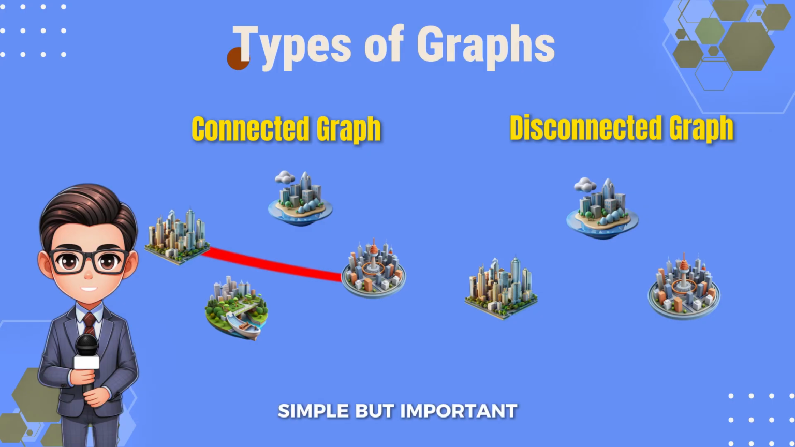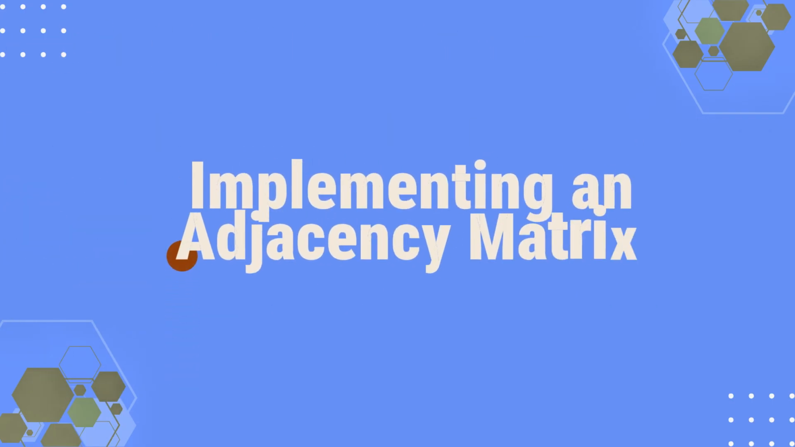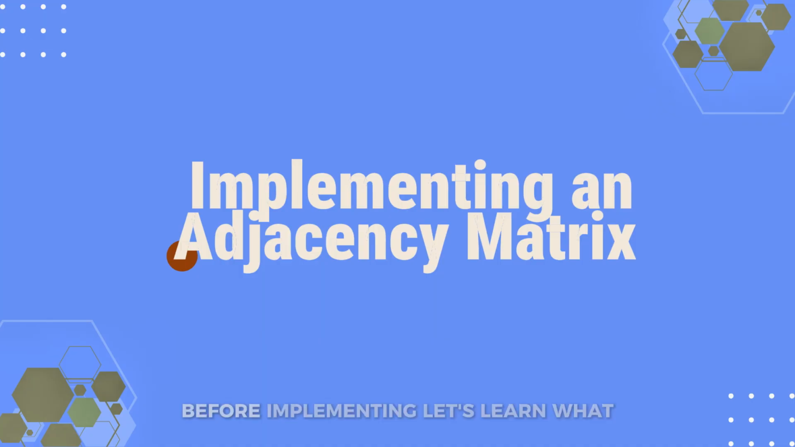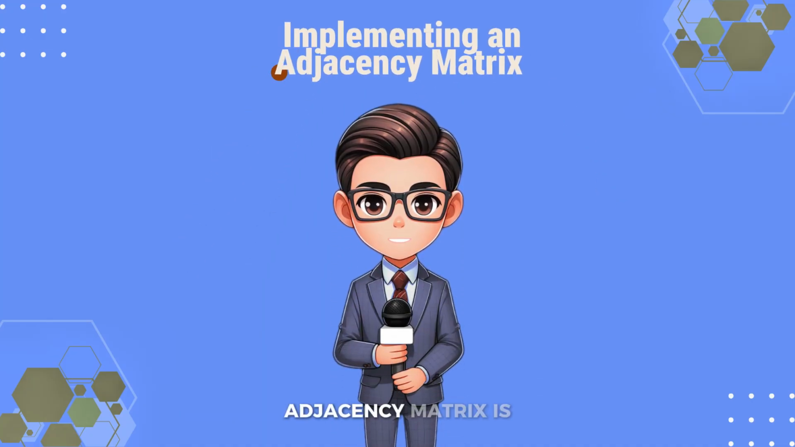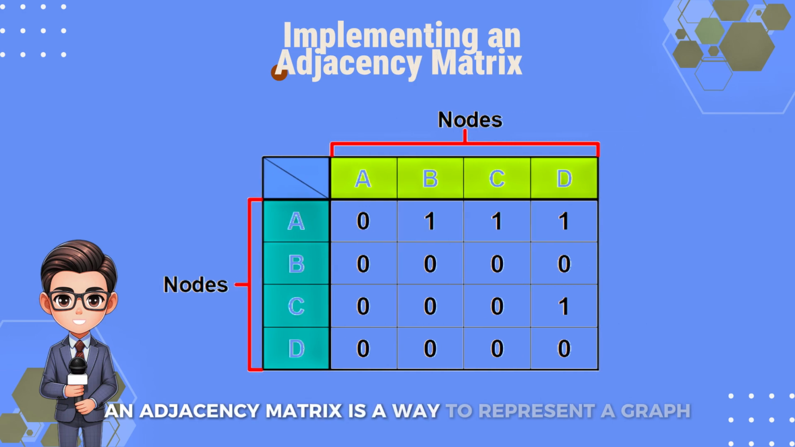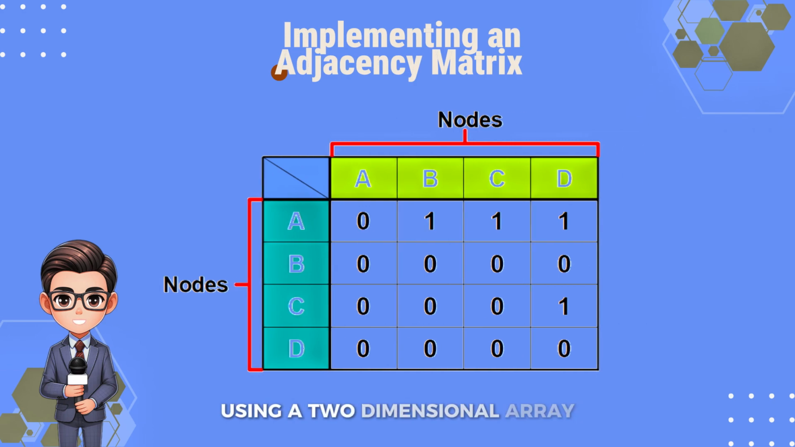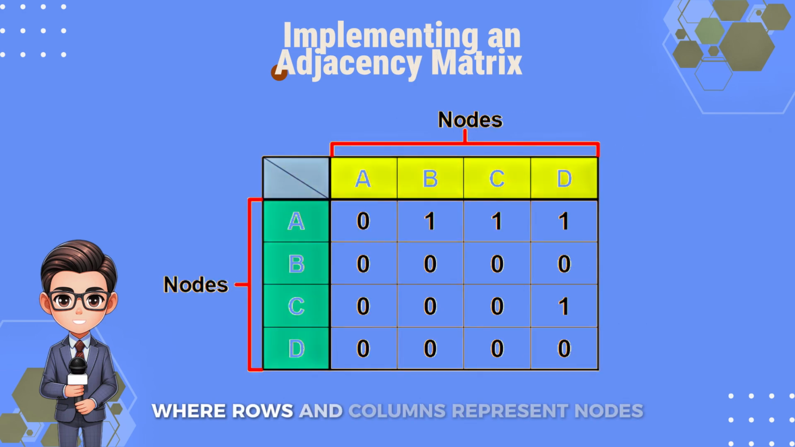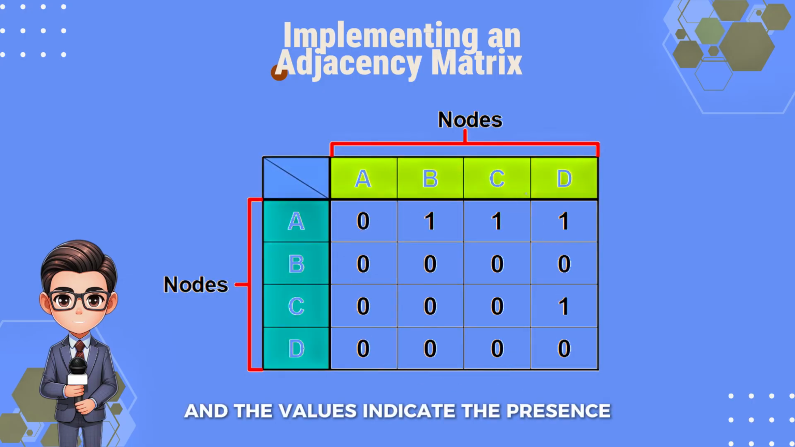Simple but important. Implementing an adjacency matrix in Python. Before implementing, let's learn what an adjacency matrix is. An adjacency matrix is a way to represent a graph using a two-dimensional array, where rows and columns represent nodes, and the values indicate the presence and weight of an edge. If there is no edge, the value remains 0.